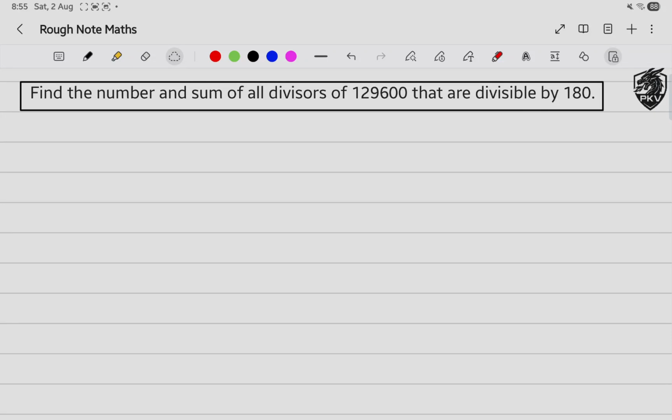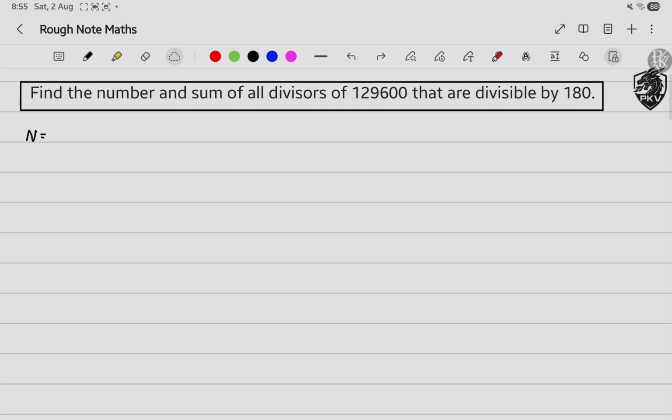So let's do a very interesting question that I found. Find the number and sum of all divisors of 129,600 that are divisible by 180. So for this question, we'll be using the following properties.